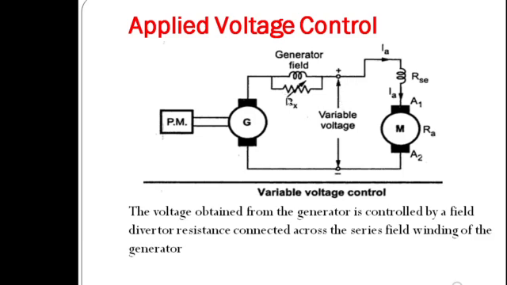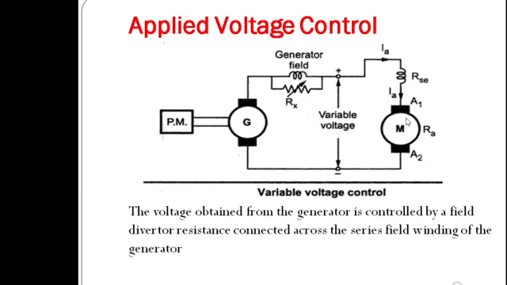If you are reducing the speed of the generator, the voltage will be decreased. If you are increasing the speed of the generator, the voltage will be increased. So it depends upon the generator field. You will have the variable voltage to this motor.